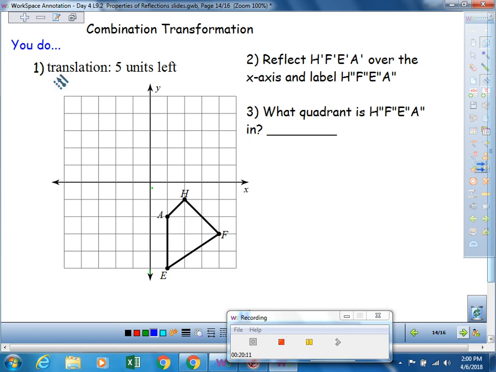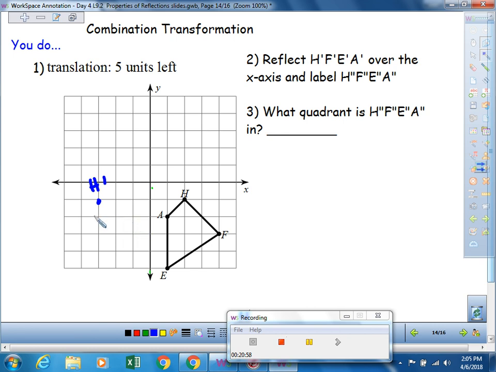Translation. I'll wait until it's quiet. Translation, 5 units left. And then you're going to reflect that one that you just drew. So then you're going to reflect, and then you're going to tell me what quadrant your double prime figure is. So 5 units left, you're just moving them. 5 units left. H prime.